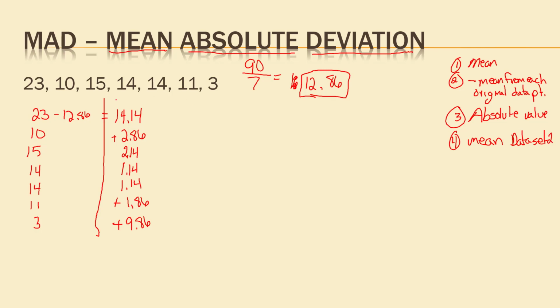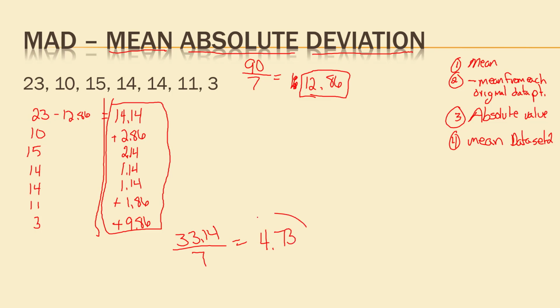And our data set 2 is all of these absolute values that we just created. So 14.14 plus 2.86 plus 2.14 plus 1.14 plus 1.14 plus 1.86 plus 9.86. And all of that added together gives me 33.14. We had 7 numbers before. We're still going to have 7 numbers, so we will now divide by 7. And we get a mean absolute deviation value of approximately 4.73.